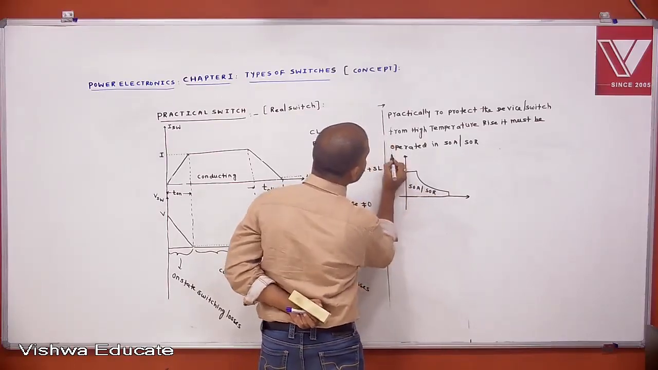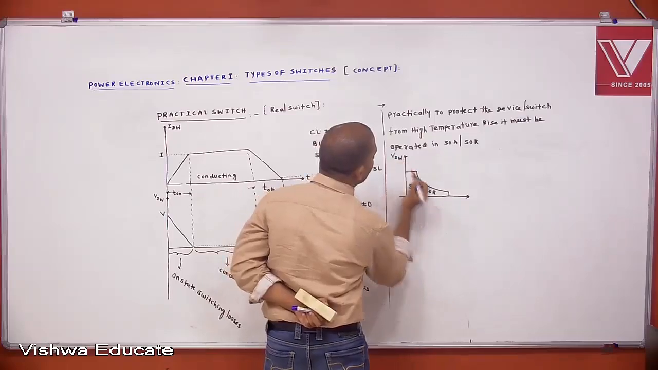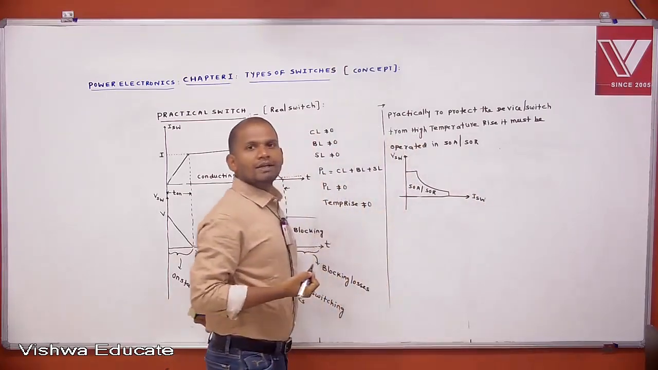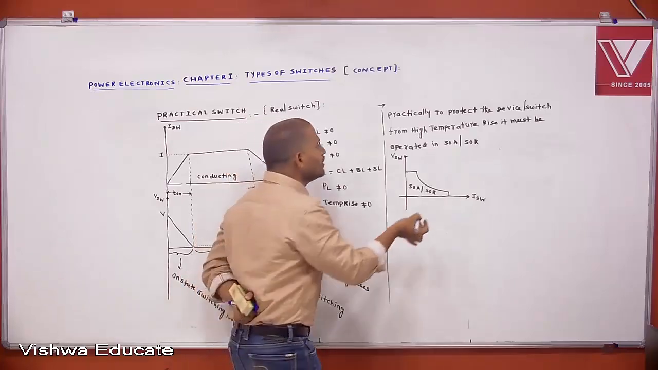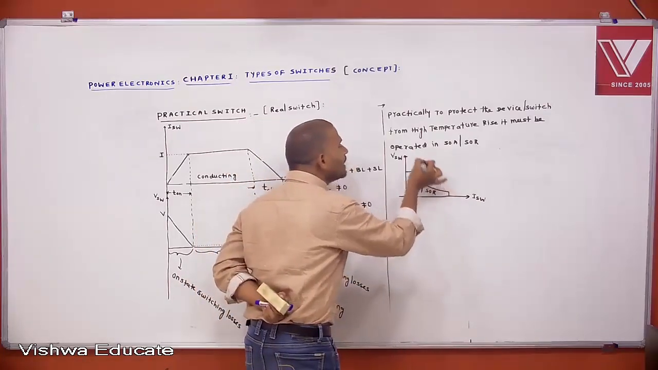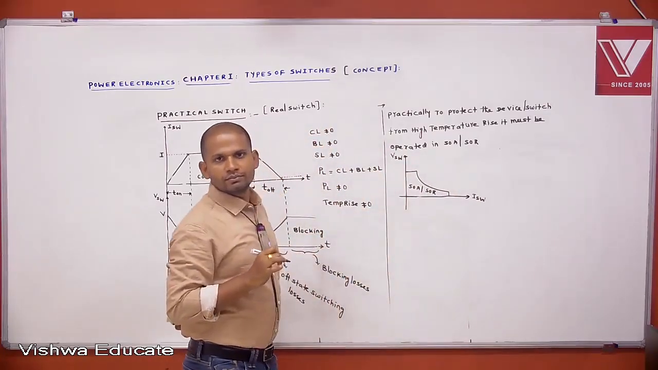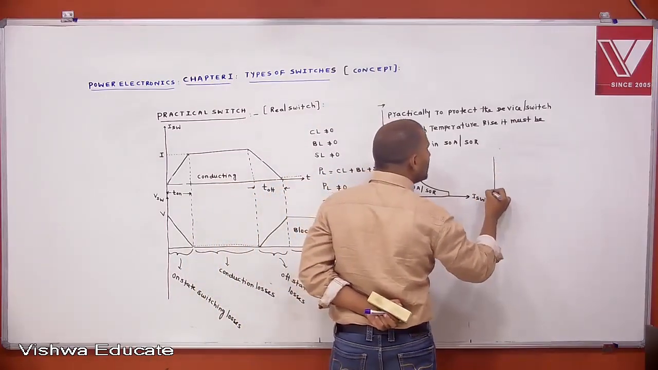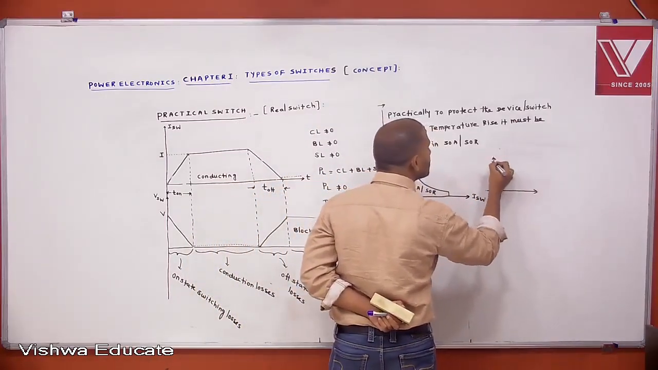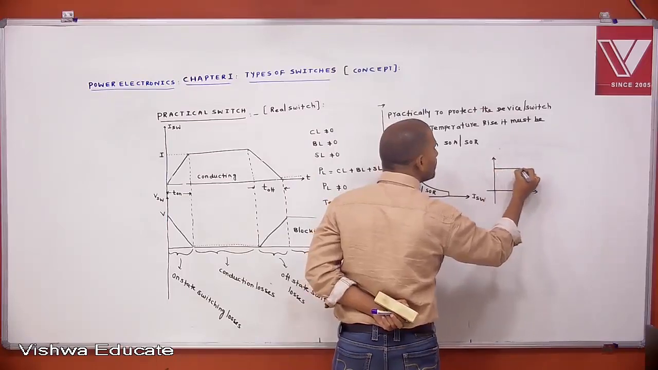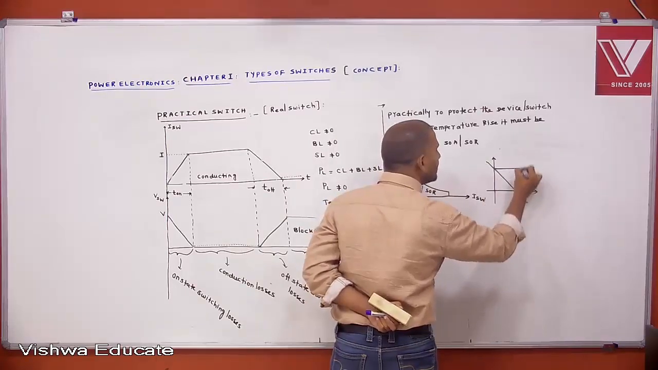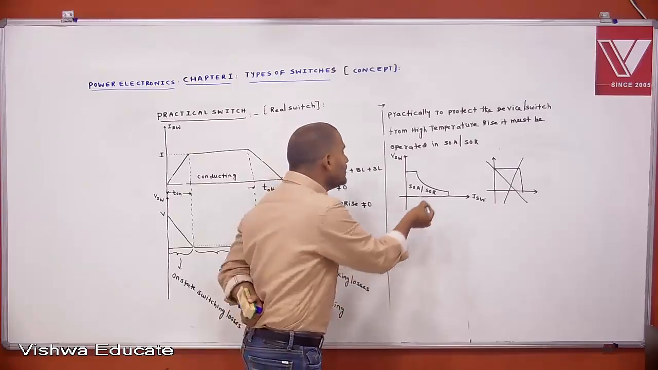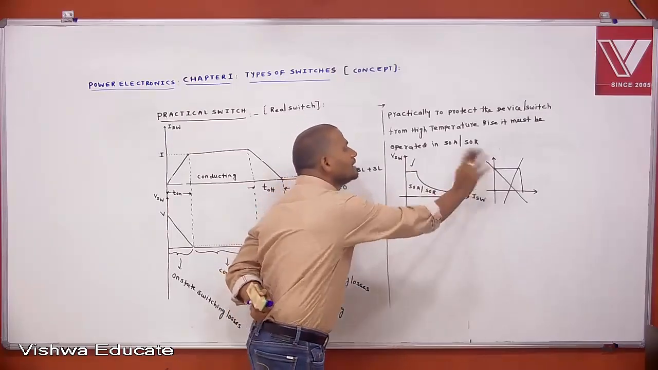Like this, this is the voltage across the switch and this is the current through the switch. To protect the device from high temperature rise, it must be operated within this area only. But I am not representing the safe operating area like this. This is the safe operating area. It is not the other one.